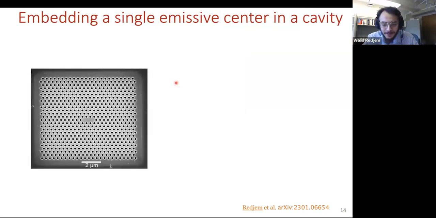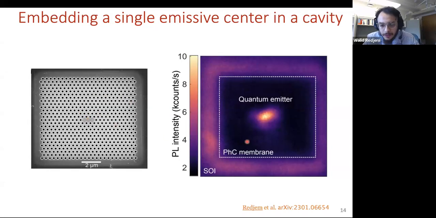So this is a scanning electron micrograph of a successful device. You can see the photonic crystal here. This is all silicon where we remove three holes in the middle, so it's called an L3 cavity. And on the right side, you can see the raster scan, the photoemission scan of this successful device. You can see in the middle of the cavity there is a bright emission. And this bright emission is actually coming from a single G center.